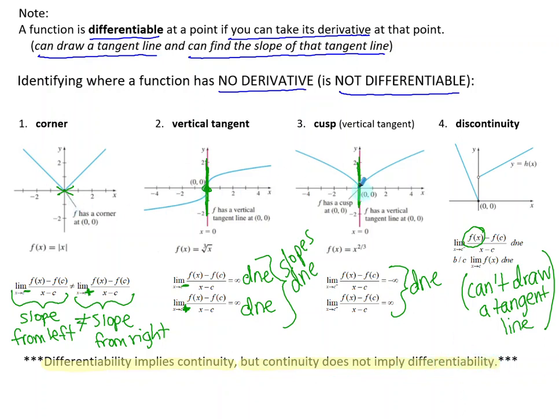Here are 3 examples that we just looked at. This is a continuous function, this is a continuous function, and this is a continuous function. But none of these 3 functions are differentiable at a certain point. So you might have a continuous function, but it's not differentiable. Now, if the function is differentiable, then it will have to be continuous. We'll keep that in mind as we work.